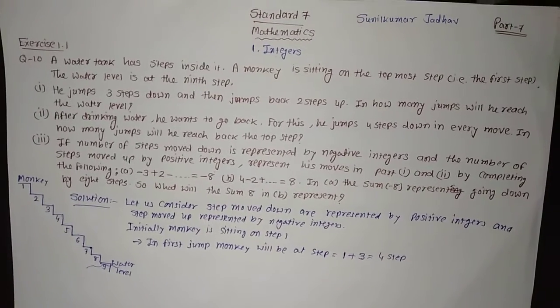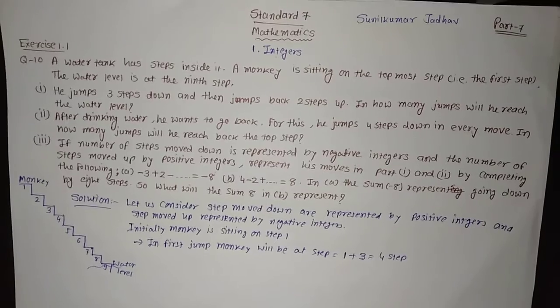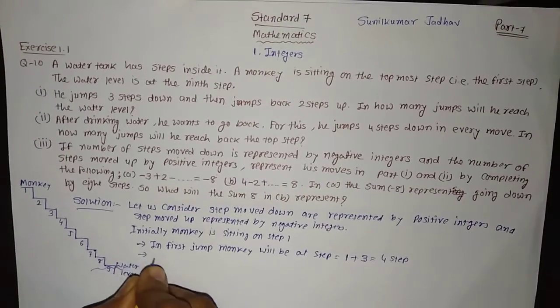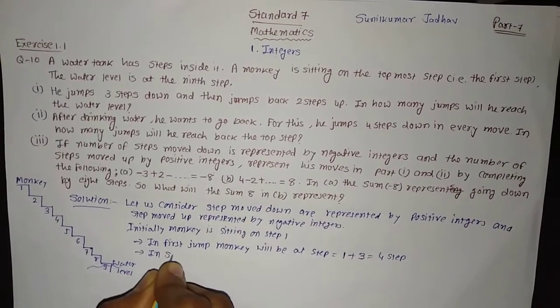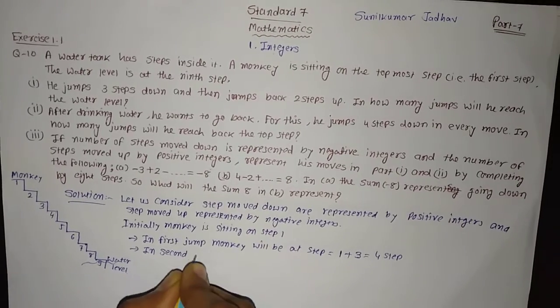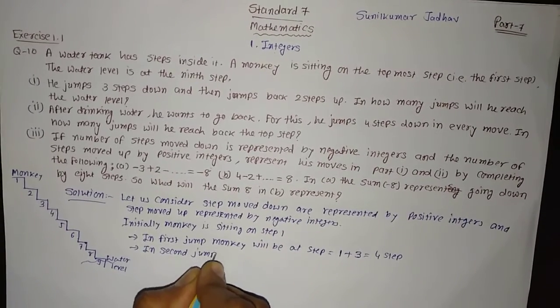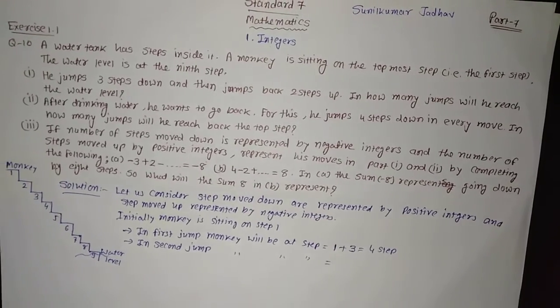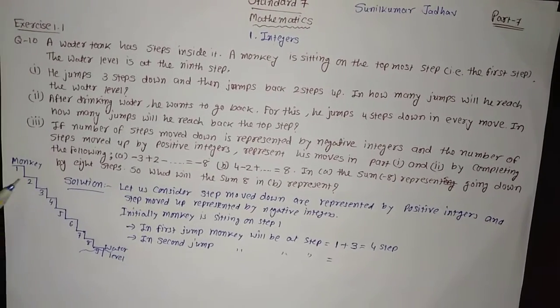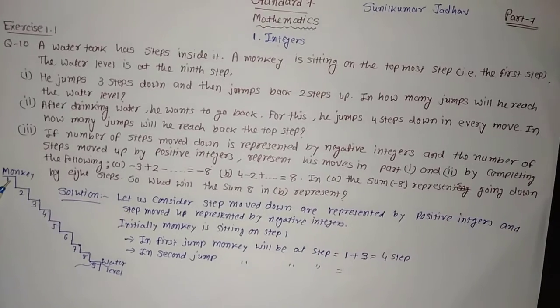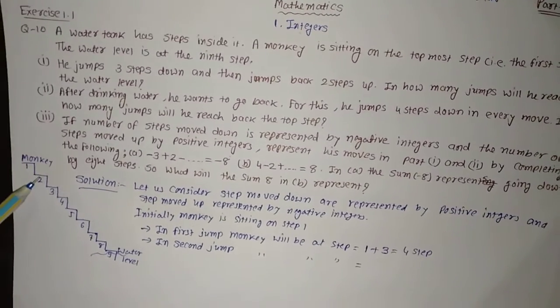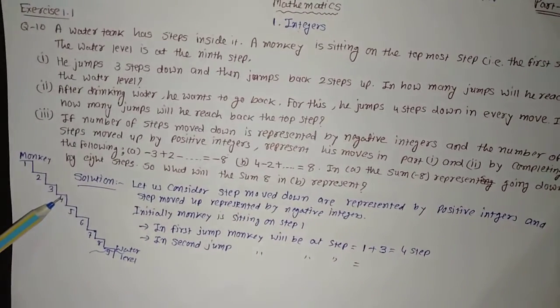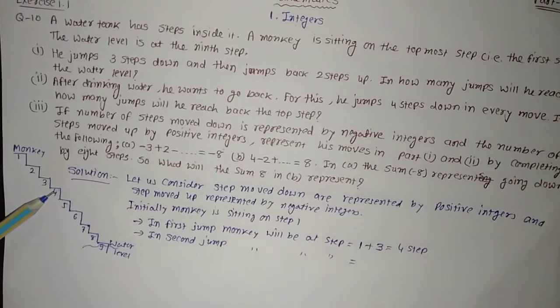So he will be on the 4th step. Then in the second jump, monkey will be at the step. As I told you, he was on the first step. He jumped 3 steps down, 1, 2 and 3. At the first jump he will be on the 4th step.